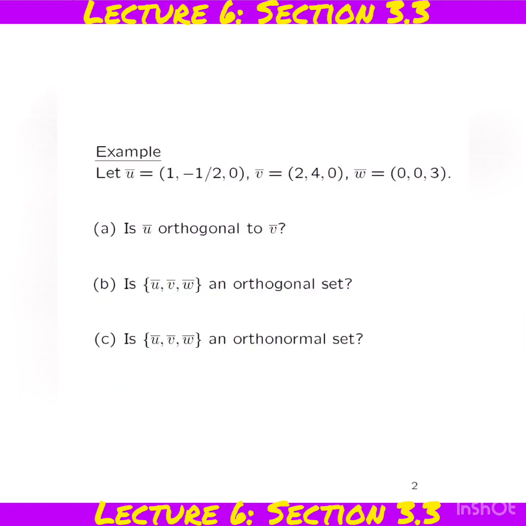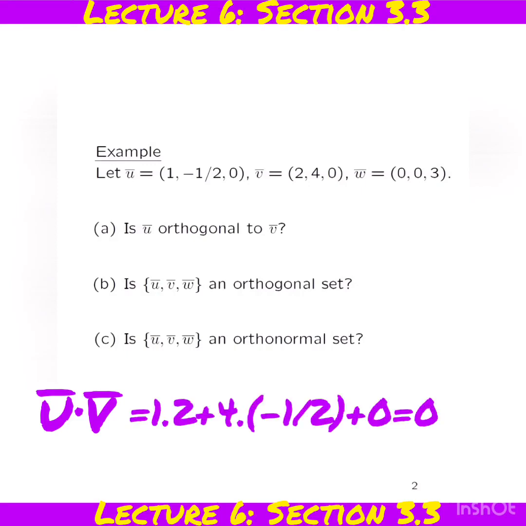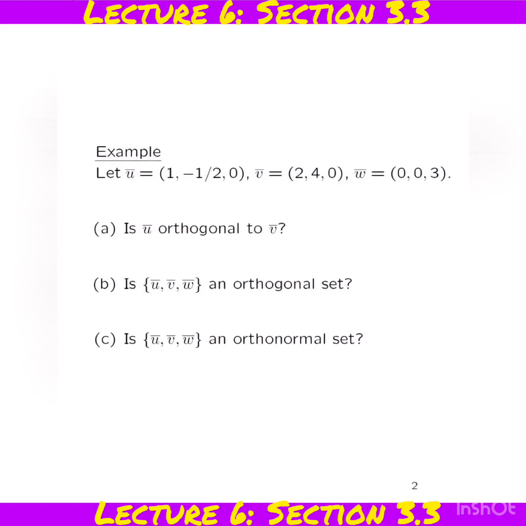Okay, let's look at that example. There U, V, and W are defined. Now, is U orthogonal to V? Well, look at the dot product. That is 1 times 2 plus minus a half times 4 plus 0. And that clearly is 0. So U and V are orthogonal.